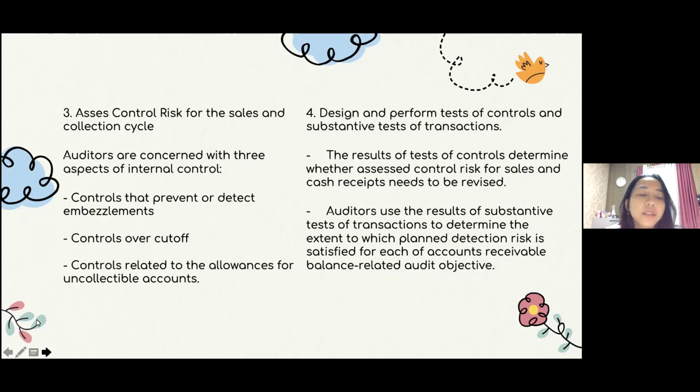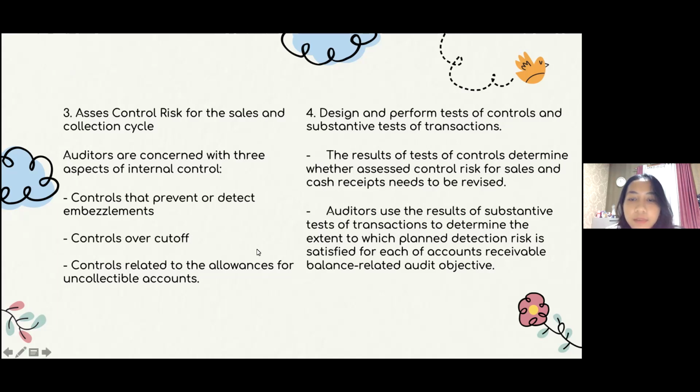And then the third step is assess control risk for the sales and collection cycle. Auditors are concerned with 3 aspects of internal control. The first one is controls that prevent or detect embezzlement. The second one is controls over cutoff, and the last one is controls related to the allowance for uncollectible accounts. And the auditor must relate control risk for transaction-related audit objectives to balance-related audit objectives in deciding planned detection risk and planned evidence for tests of details of balance.